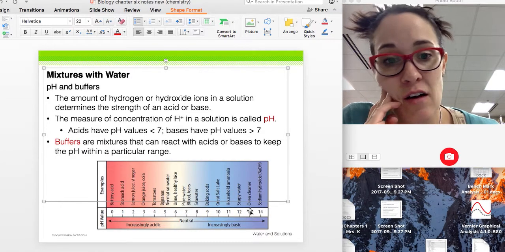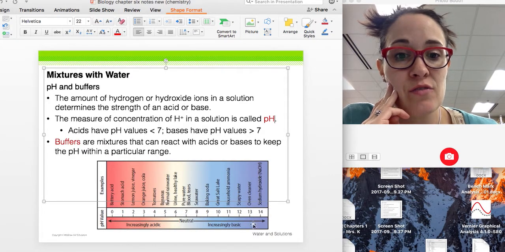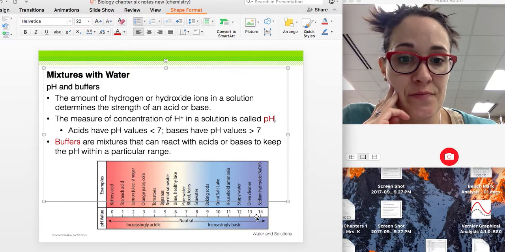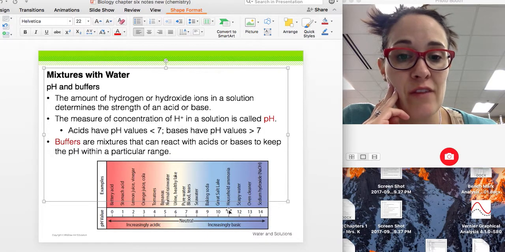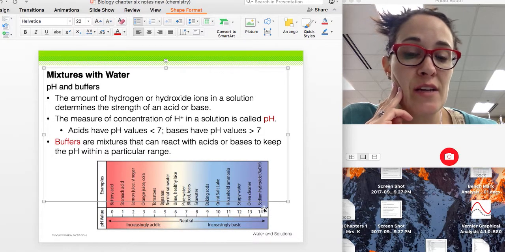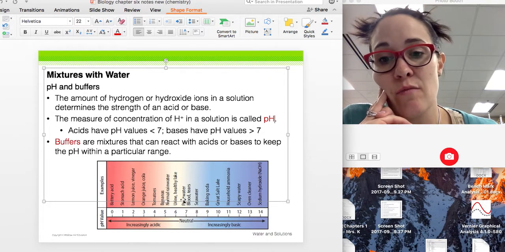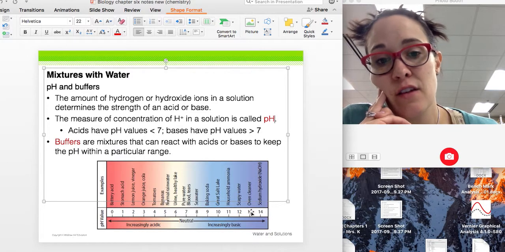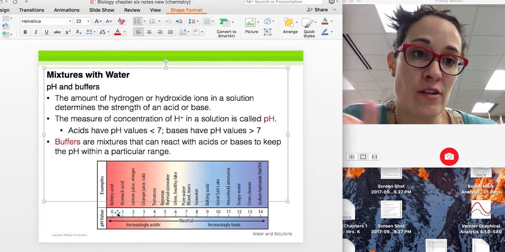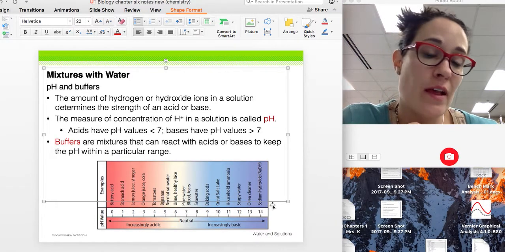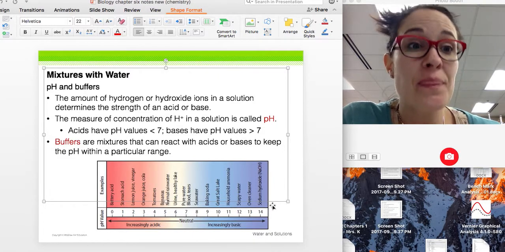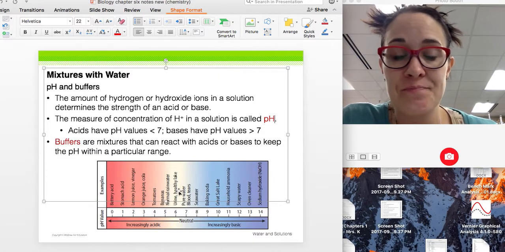13, oven cleaner. Okay, so the strongest base is the biggest number. So a pH of 11 would be a weaker base than a pH of 14. And this way there are more hydrogen ions. The closer it gets to 0, the more hydrogen ions are released. And the closer it gets to 14, the more hydroxide ions are released.